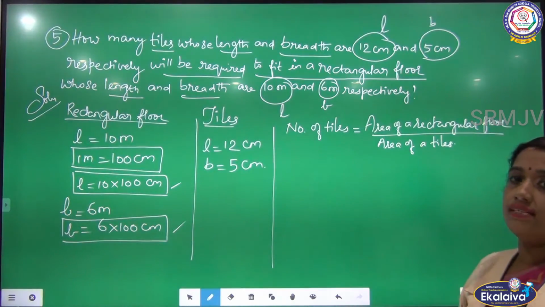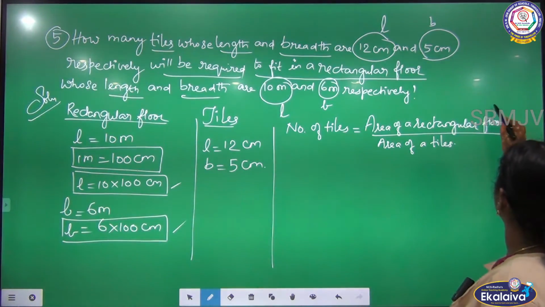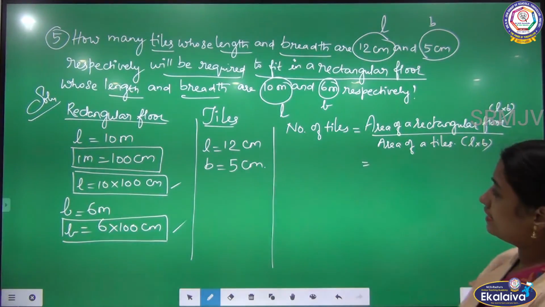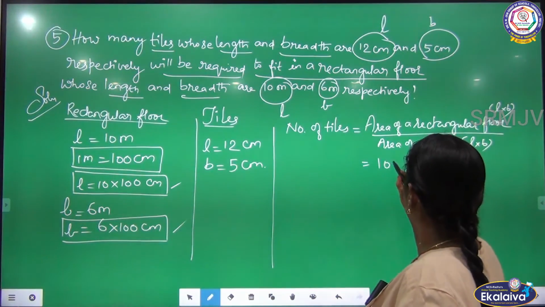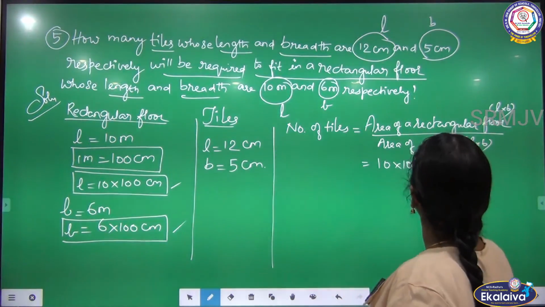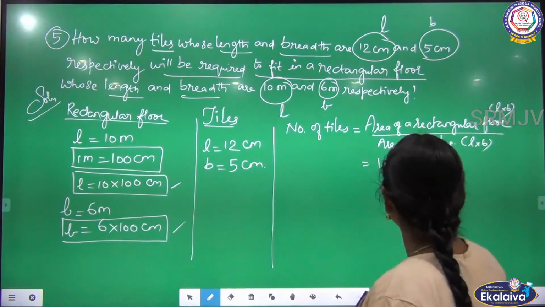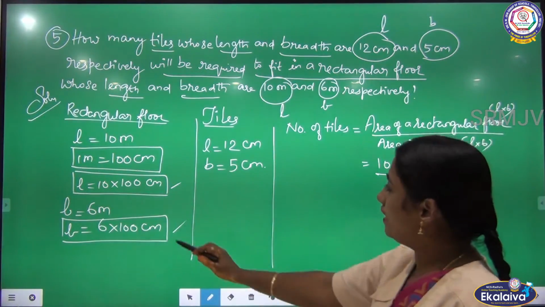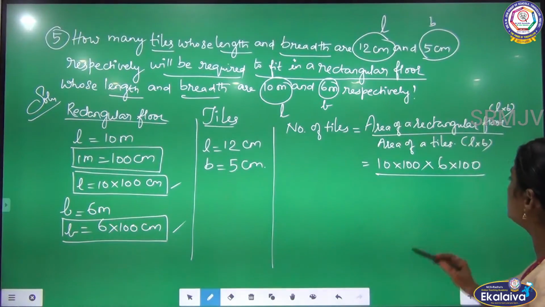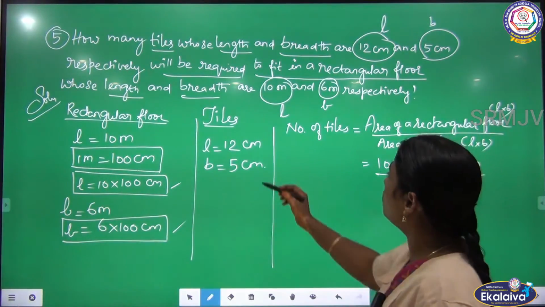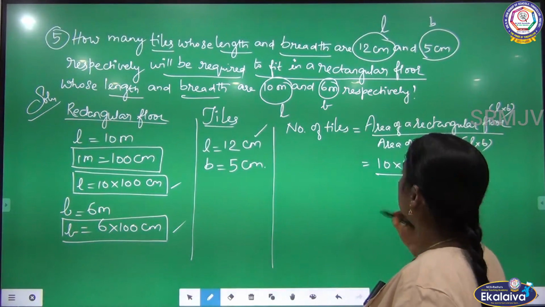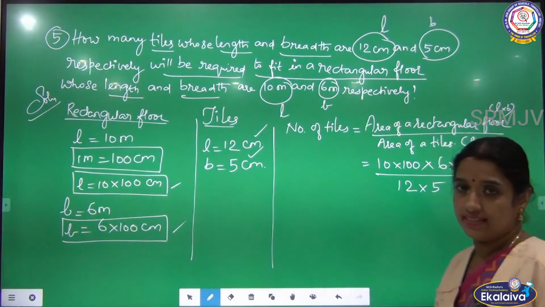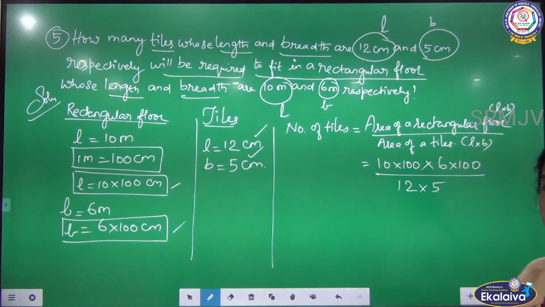Listen, what is the area of a rectangular floor? Which is length into breadth. This is also length into breadth. Write the length: 10 into 100 is your length, into breadth, 6 into 100. Can you clear this? This 10 into 100 is length, and 6 into 100 is your breadth. Now, coming to the tile, what is the length here? 12 centimeter. And your breadth is 5. So write like this. This is your area of a tile.